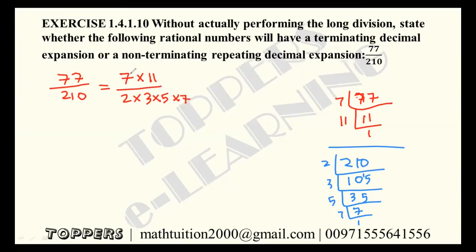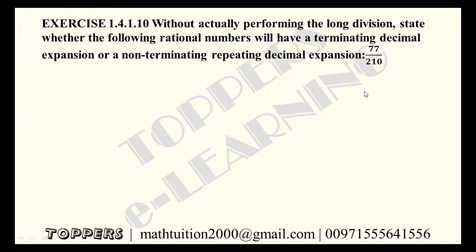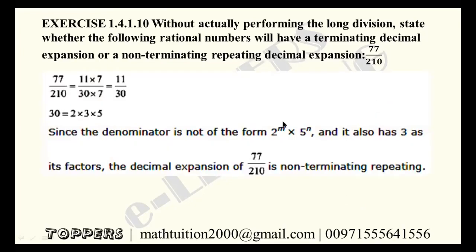Here, 7 and 7 can be cancelled. So remaining is 11 by 2 into 3 into 5. So see here, in the denominator, other than 2 and 5, we have 3 also. So it is not in the form of 2 raised to m into 5 raised to n, because we have 3 also. So the decimal expansion is non-terminating repeating.